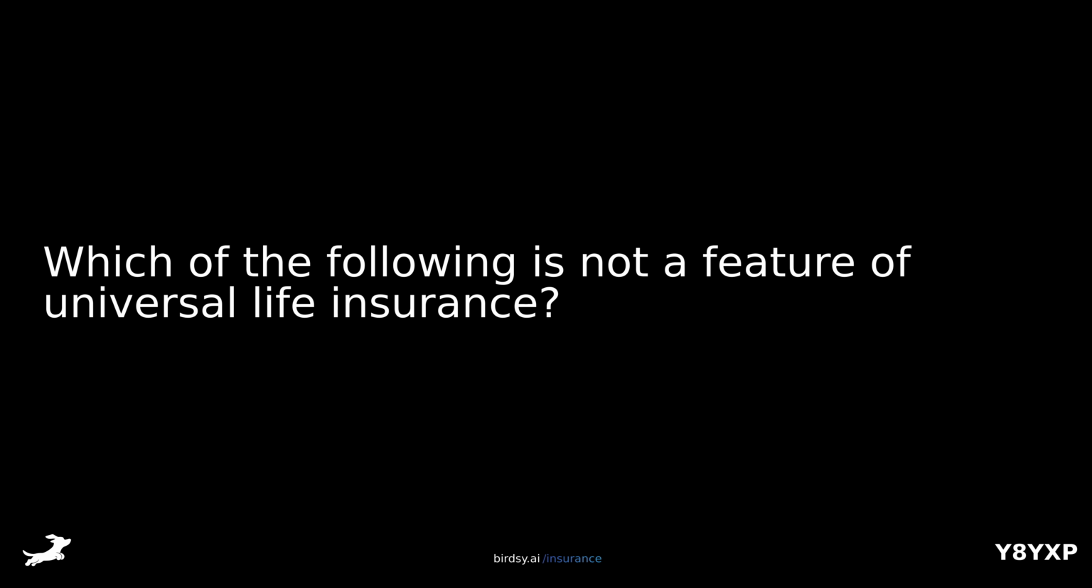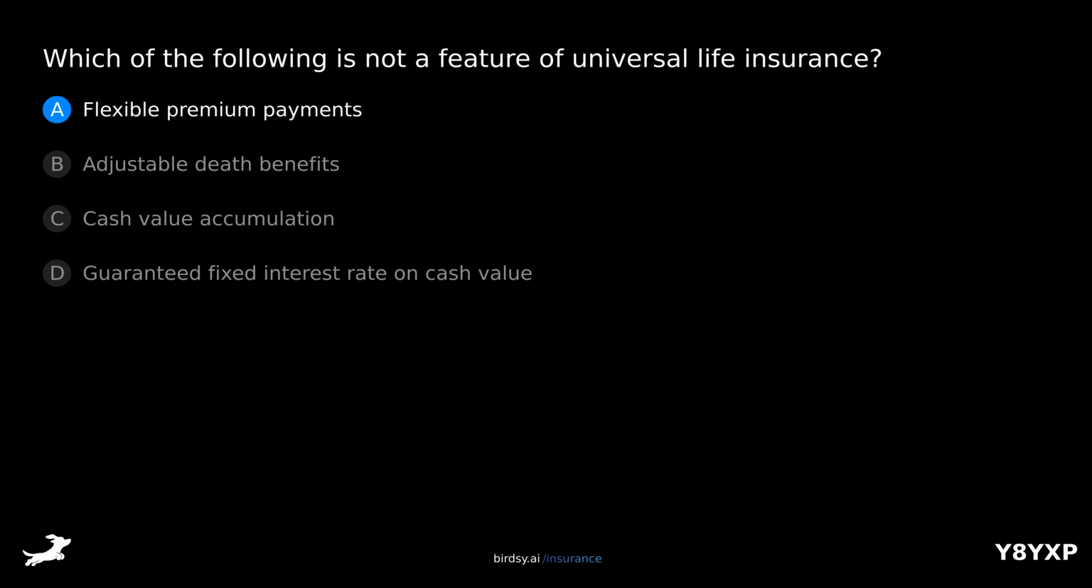Which of the following is not a feature of universal life insurance? Is it A. Flexible premium payments, B. Adjustable death benefits, C. Cash value accumulation, or D. Guaranteed fixed interest rate on cash value? The answer is D. Guaranteed fixed interest rate on cash value.